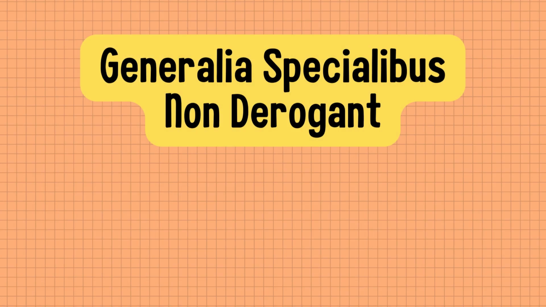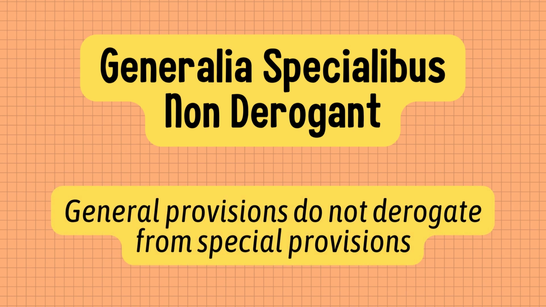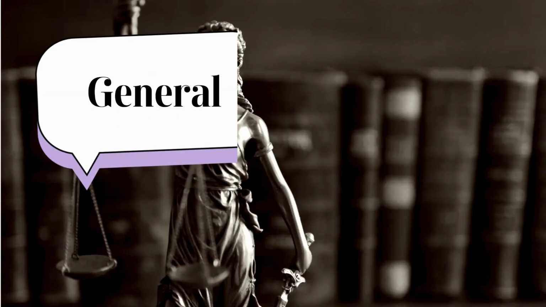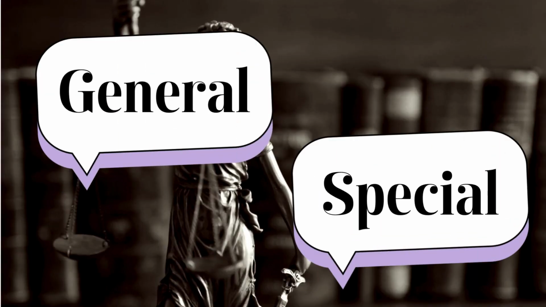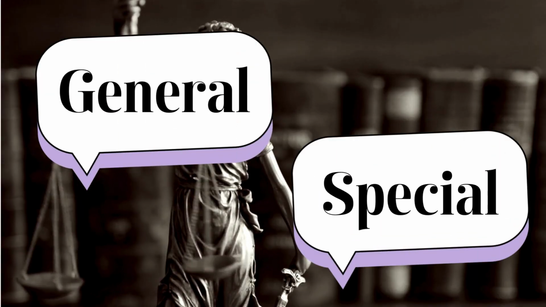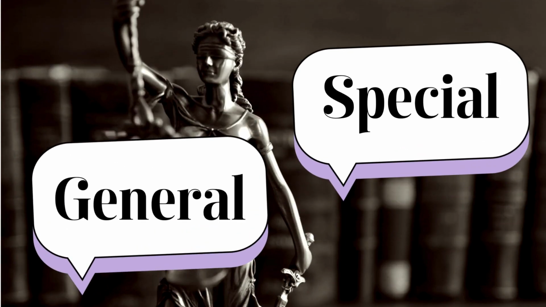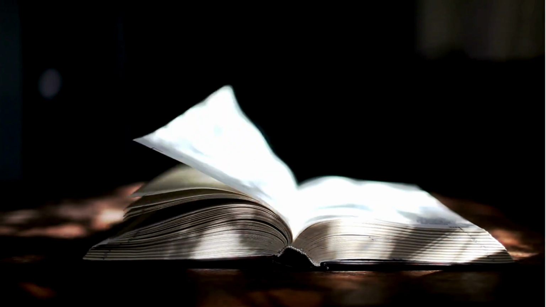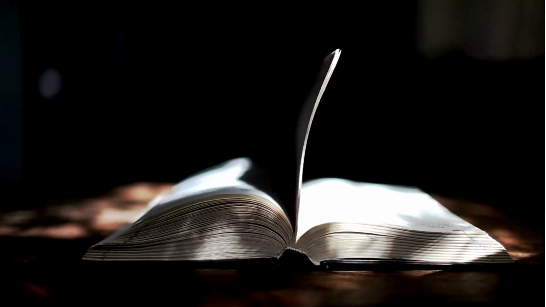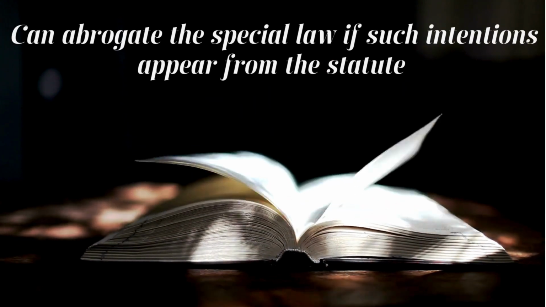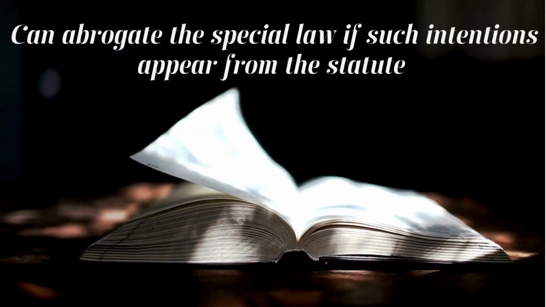Generalia specialibus non derogant. General provisions do not derogate from special provisions. When there are general and special provisions in a legal system, the general provision does not override the special one in situations where they conflict. However, if the general law is enacted later in time than the special law, it can abrogate the special law if such intentions appear from the statute.